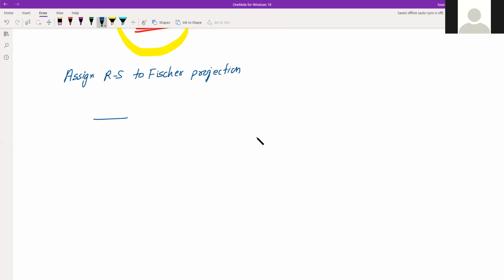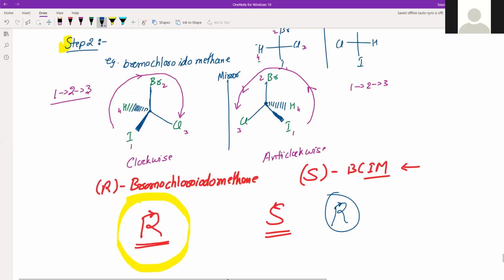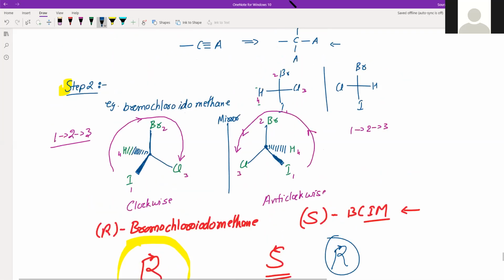Clear? Because I think Fisher projection you must be knowing. Fisher projection means this one. The ones on the left and right which you see here are actually in the plane, and out of top and bottom which you see, one will be in the plane and one will be above the plane, right? So in order to go to the back of the plane, it must be moved to the top or bottom. So that's why we do that.